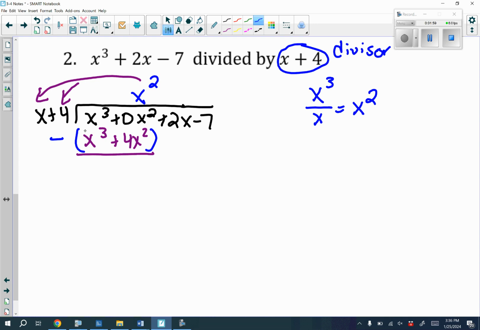So x cubed minus x cubed, that cancels. Now this is where you got to be careful. 0x squared minus 4x squared, that should give us 4x squared. And we should have a negative in front because we're doing minus of 4x squared. Now, next step is to bring the next term down. So I bring down my 2x.